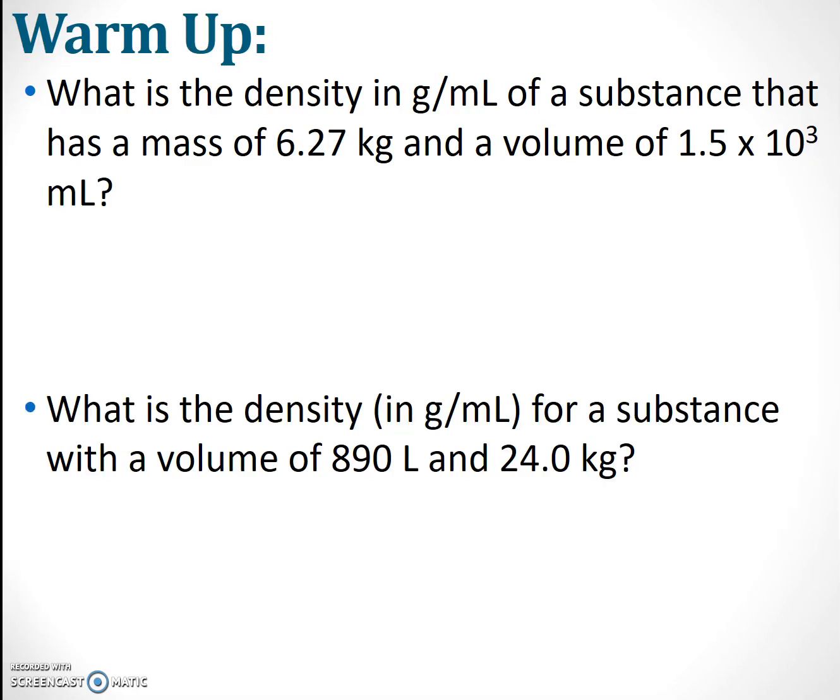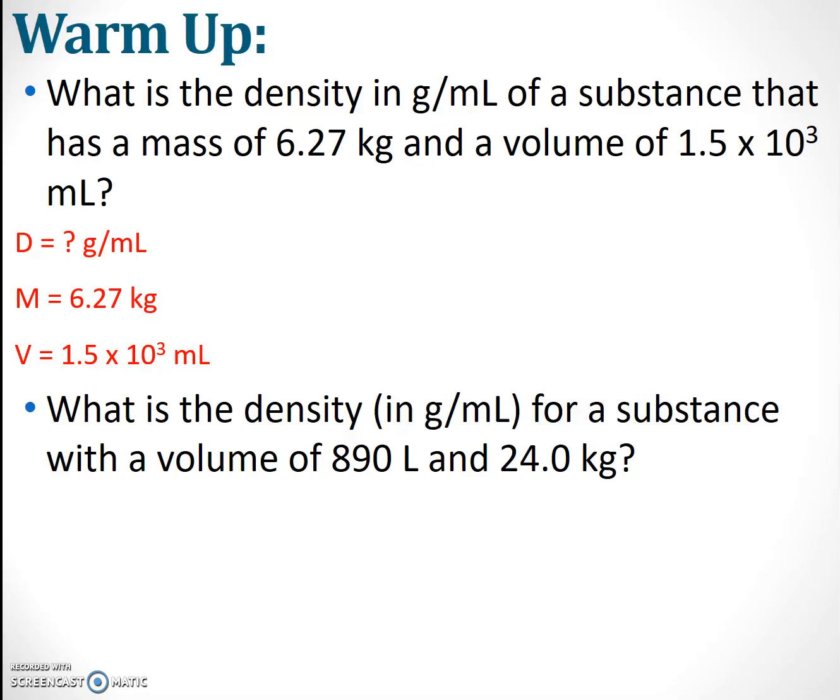So the two warm-up questions are up here. You can pause me while you work on the questions, because otherwise I'm going to go ahead and go through it. The first one says, what is the density in grams per milliliter of a substance that has a mass of 6.27 kilograms and a volume of 1.5 times 10 to the third milliliters? First up, I'm going to identify my variables. I have density equals question mark, and it's going to be in grams per milliliter. My mass equals 6.27 kilograms, and my volume equals 1.5 times 10 to the third milliliters.